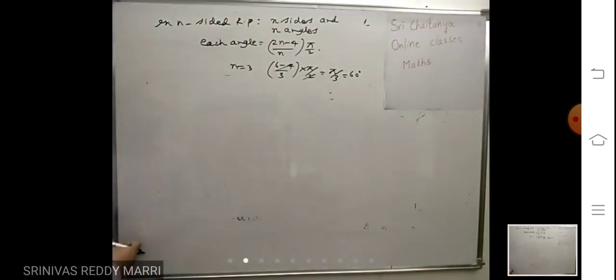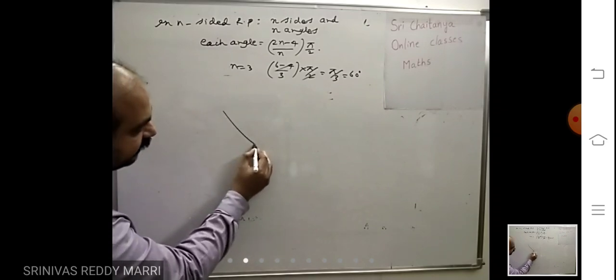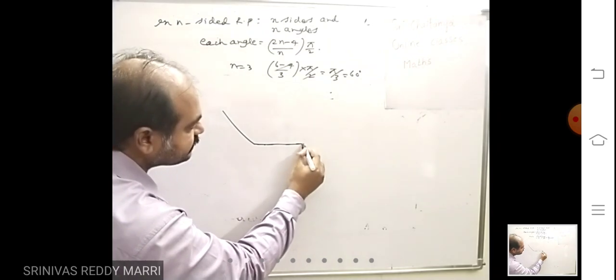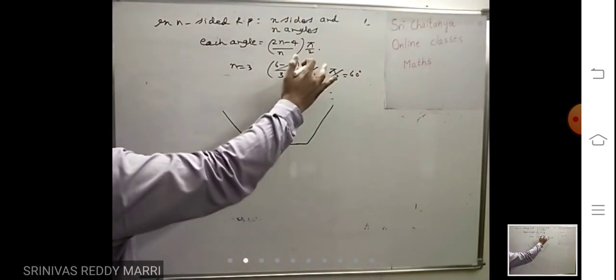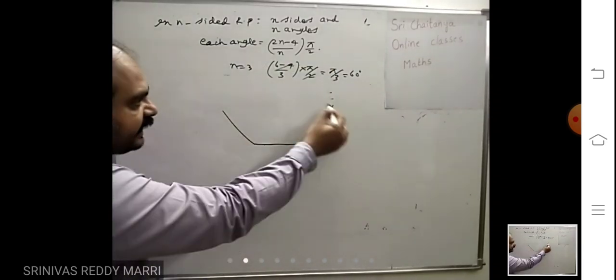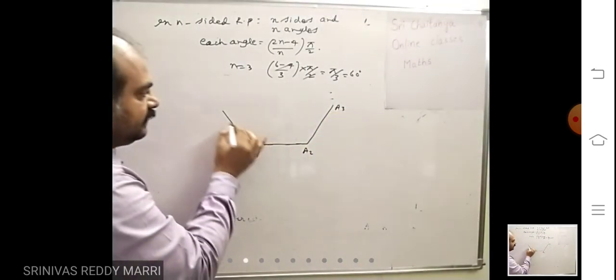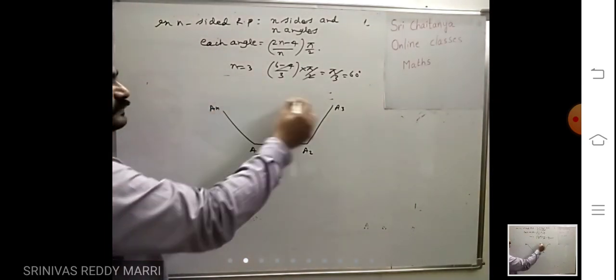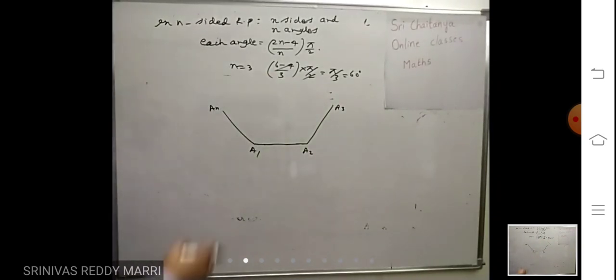A regular polygon can be drawn like this. Whenever you want to draw, indicate like this: n number of sides will be there. Depending on n, we will draw. This is A1, this is A2, this is A3, and this is An. In between, the number of sides will be there, and it will be a closed figure. Whenever you want to indicate, we indicate an n-sided regular polygon like this.